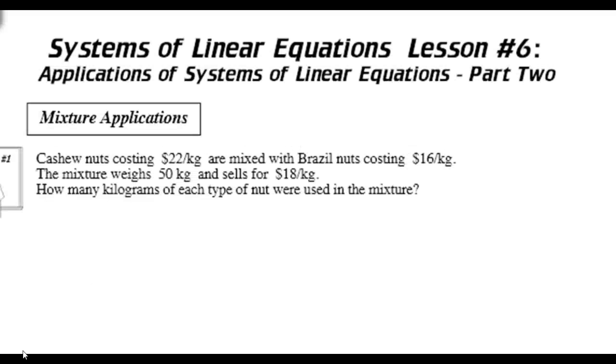So in example number one, we have cashew nuts and Brazil nuts, and cashew nuts cost $22 per kilogram, and Brazil nuts cost $16 a kilogram. The entire mixture weighs 50 kilograms and sells for $18 a kilogram. The question is how many kilograms of each type of nut were used in the mixture.